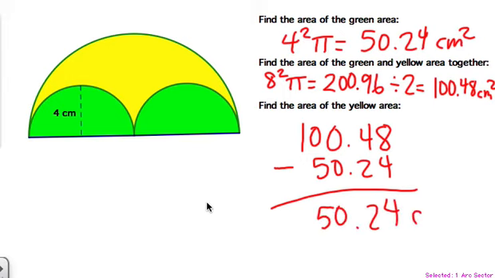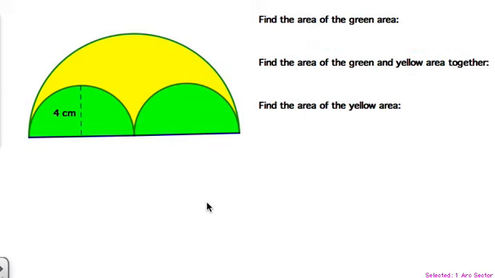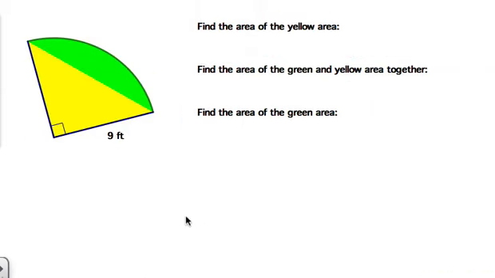And funny enough, it ends up being the exact same. The green and the yellow are half and half. Okay, so that's our answer for that one. All right, let's try one more challenge problem just to see if you start getting the hang of using these formulas and thinking about these shapes.